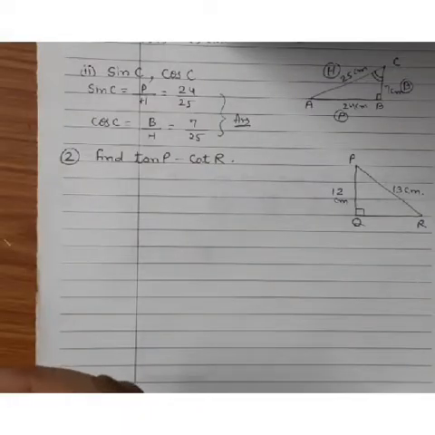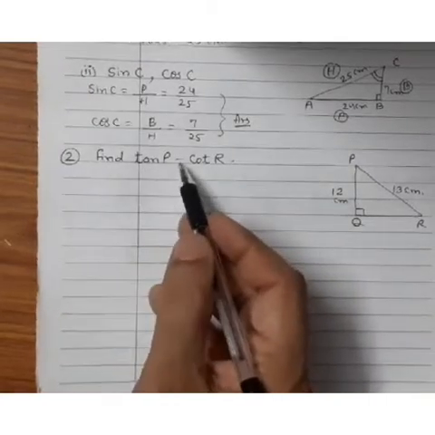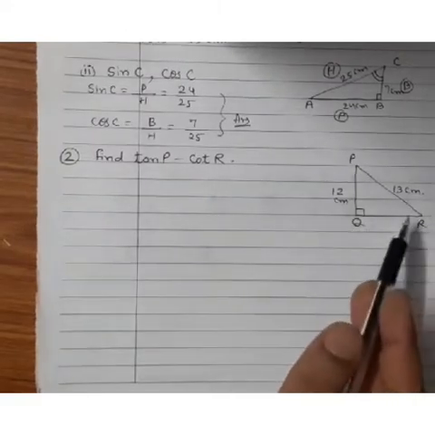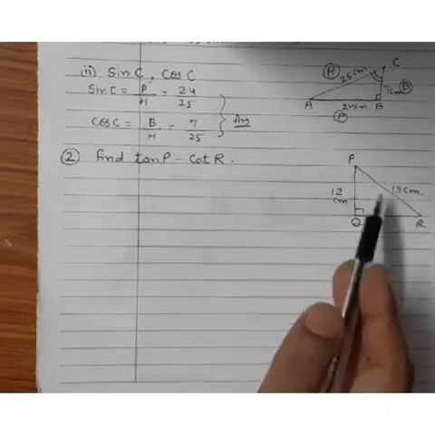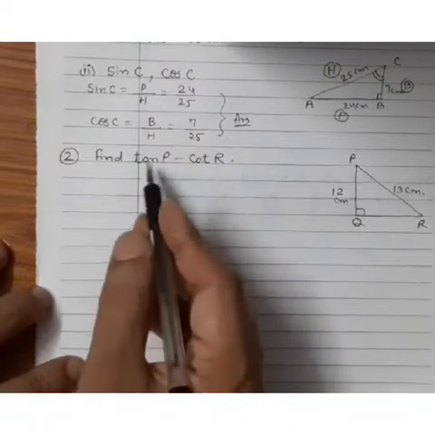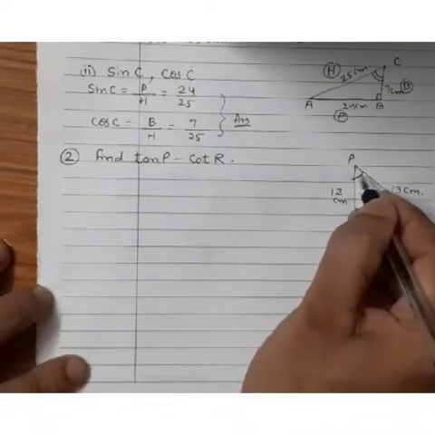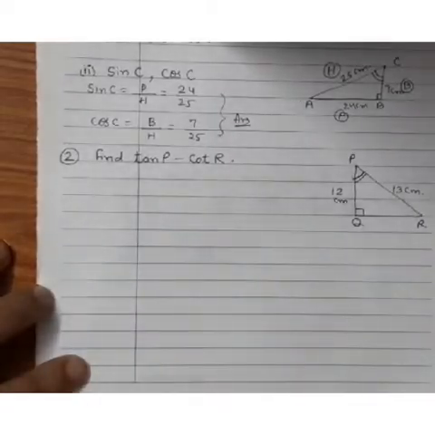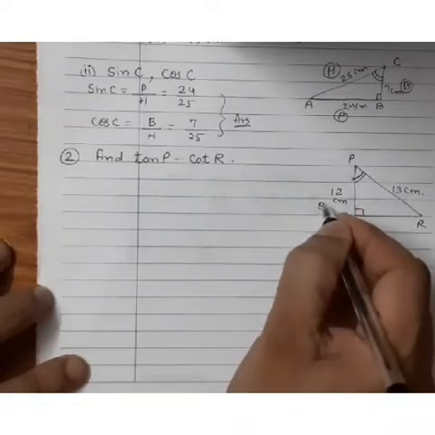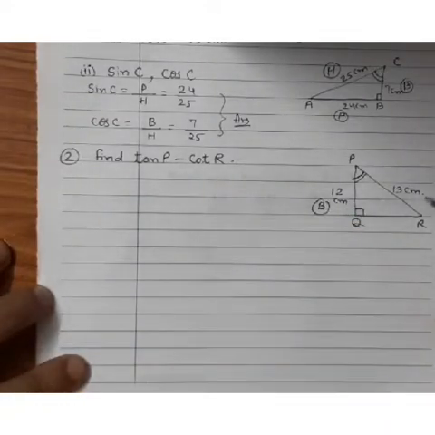Come to question number 2. Find tan P minus cot R. You are given the figure. You have one right triangle PQR, where PQ is equal to 12 centimeter and PR is equal to 13 centimeter. For finding tan P, see here, this is P. If you are taking P as the angle, then side PQ will be base and PR will be hypotenuse. Then QR will be the perpendicular.